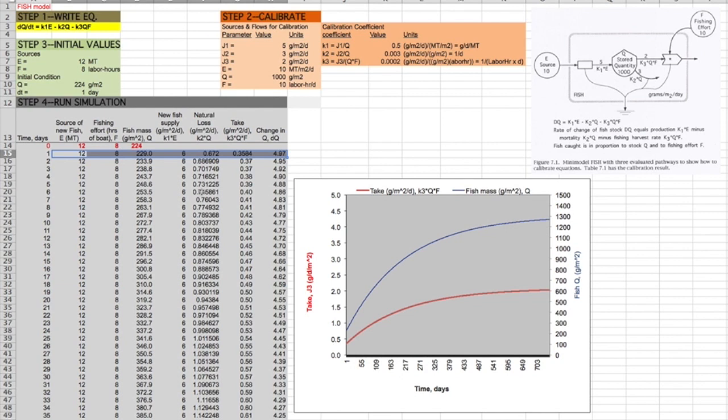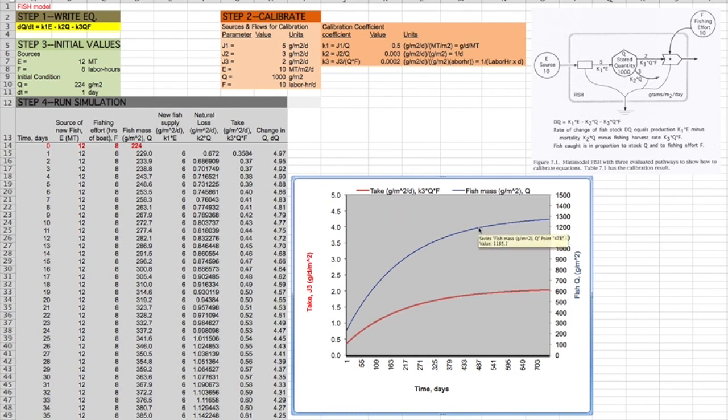Let's explore a few of the features of the fish model. First off, we can look and see that we've graphed both the fish mass in blue and the take here in red. Note that when I click on the graphs in Excel, it highlights them as to what is being plotted. So we have in pink the horizontal axis, days, and in blue the vertical axis, take. Same with Q, or fish mass.